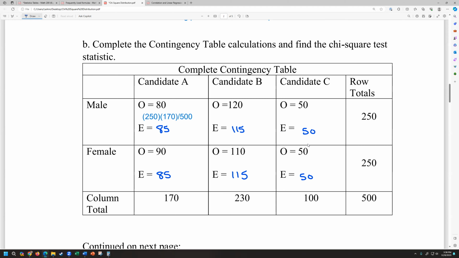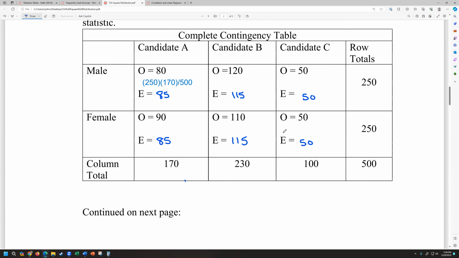Now you'll notice that this does not always happen, where each of these three are the same. That is because in our row totals, we had an equal split of males and females. If this had been 240 and this one had been 260, we would have seen slightly different numbers on those lines for the E's, because this number is based off of row total by column total. In both cases, the row total and the column total end up being the same, so that's why those are matching. It does not always happen that way.